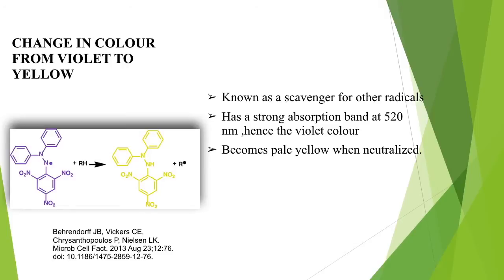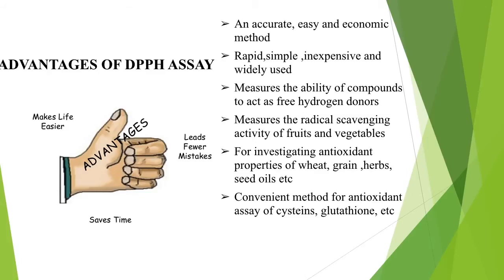DPPH has certain advantages and disadvantages. Some of the advantages are it is an accurate, easy and economic method. It is rapid, simple, inexpensive and widely used. It measures the ability of compounds to act as free hydrogen donors. It measures the radical scavenging activity of fruits and vegetables. It is used for investigating antioxidant properties of wheat, grain, herbs, seed oils, etc. It is a convenient method for antioxidant assay of cysteines, glutathione, etc.